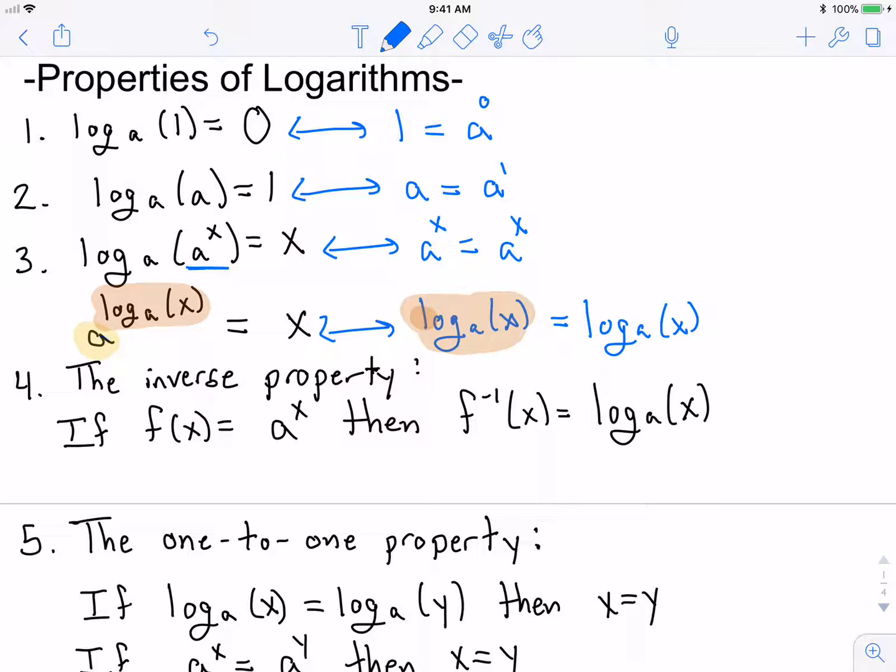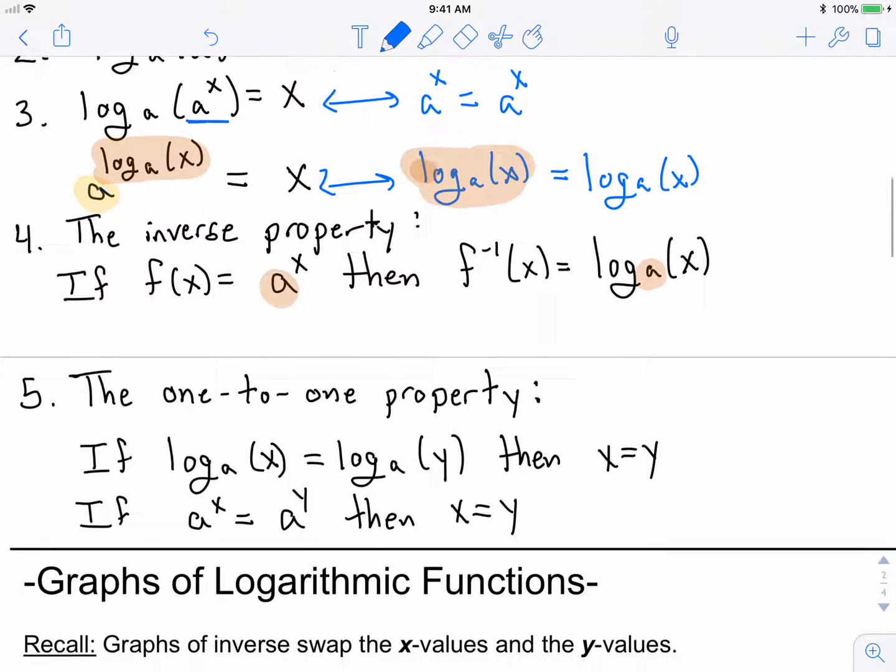So property 4 is the inverse property, and what it says is that if we have some function f of x is equal to a to the x, then the inverse, f inverse of x, will always be log base a of x. The base of the exponent becomes the base of the logarithm. And we can sort of switch sides and go back and forth to cancel out and build logarithms.